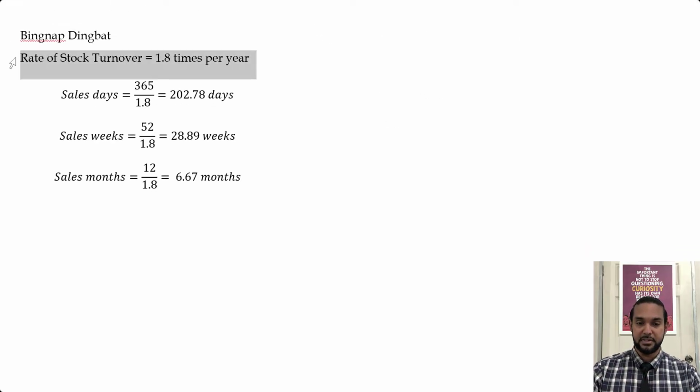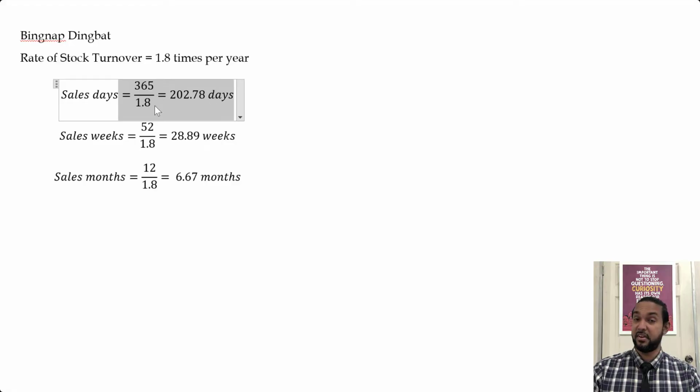So for Bing Nap Dingbat, you're seeing I have 1.8 times per year. So sales days, 365 divided by 1.8 will give us 202.78. Sales weeks will give us 52 over 1.8, 28.89 weeks. And sales months, 12 divided by 1.8, which is 6.7 months. So this is telling us that it's taking a little longer than 6 months to sell Bing Nap Dingbat's average stock. So that seems a little long.